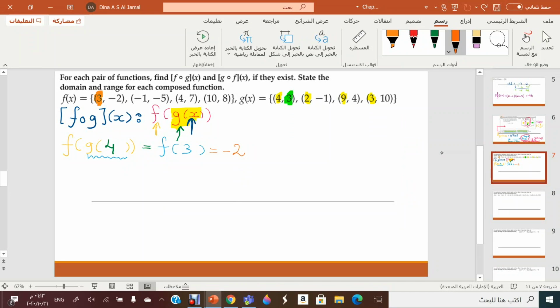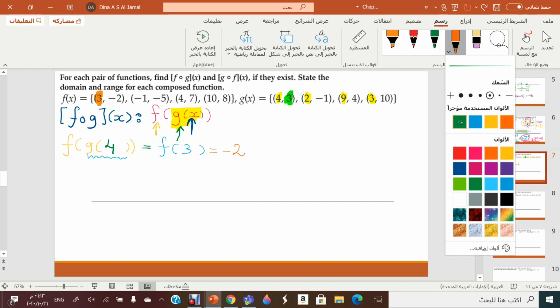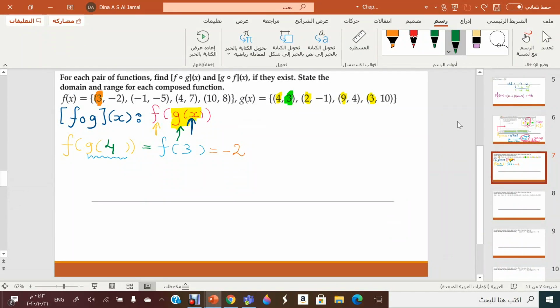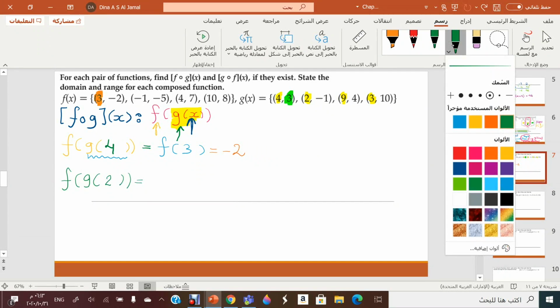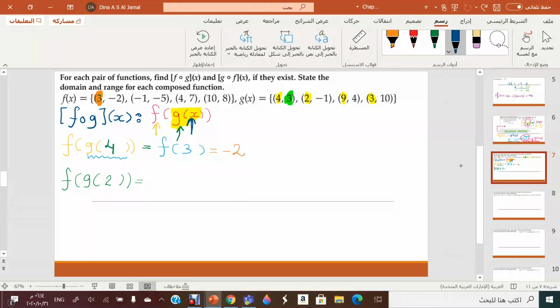Great. Now let's go to the other one. F of g of, what was the other x? 2. Now let's solve it with the arrows. First of all, you have to pay attention to your blue arrow. Look at the 2. You put it as it is.